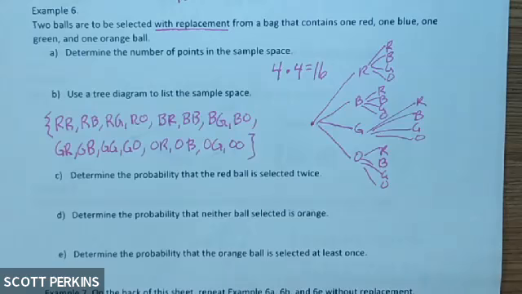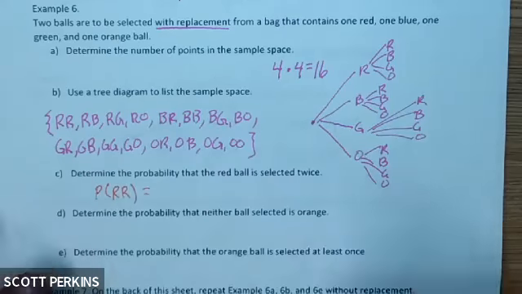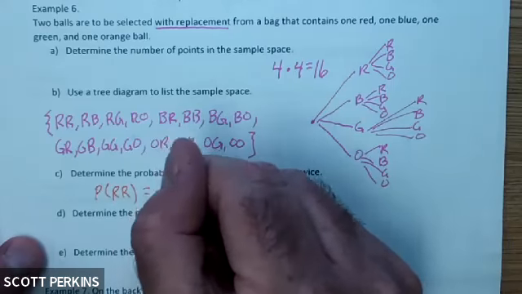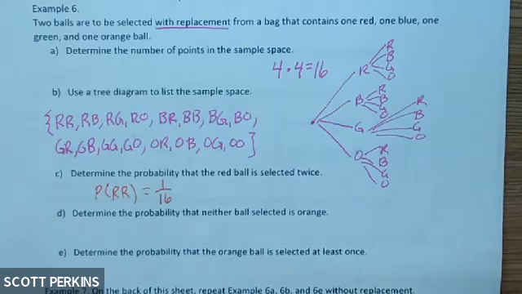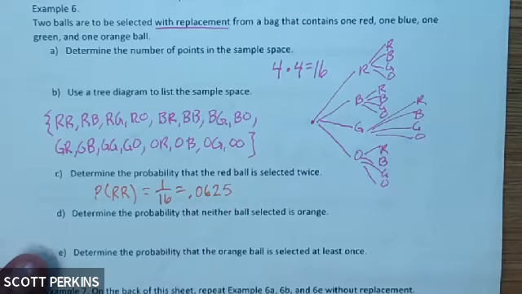Just a couple probability problems to finish this out. The C problem says, determine the probability that the red ball is selected twice. So the probability of red, red. How many times does red, red happen? 1 out of 16, great. You can leave it like that. Reduced fractions are perfect. Or if you put it into your calculator, you get 0.0625. Again, we doing all right?